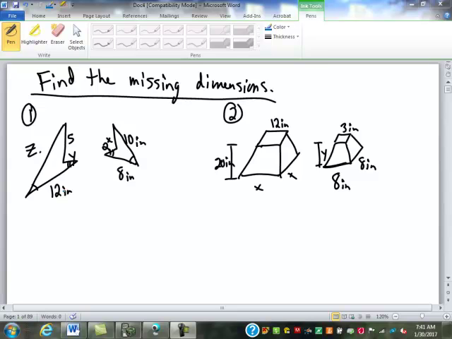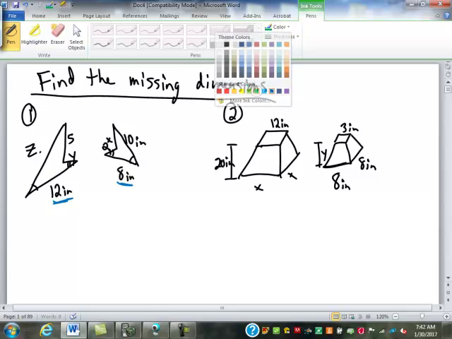Let's see how you did here. So on the first one, we first have to figure out which sides correspond to each other. What side in the other figure corresponds to the 12? The 8, because of the way the angles are marked. They're not drawn the greatest, but the angles are marked.